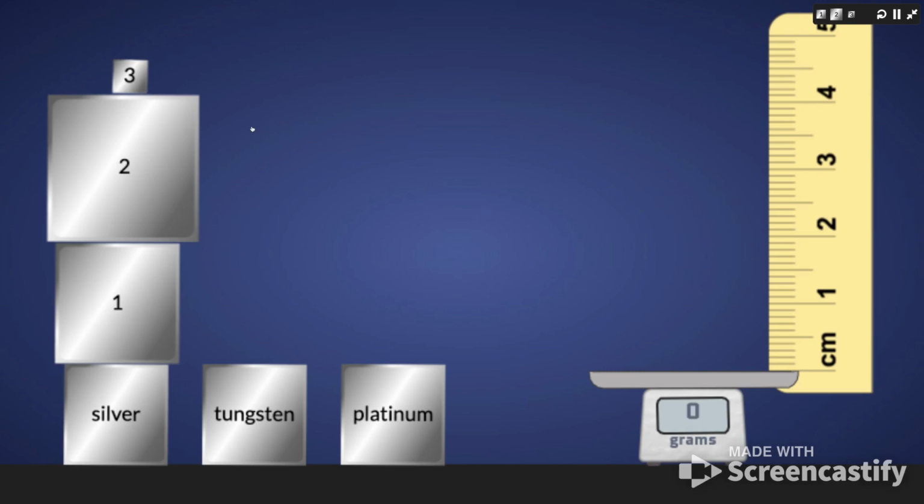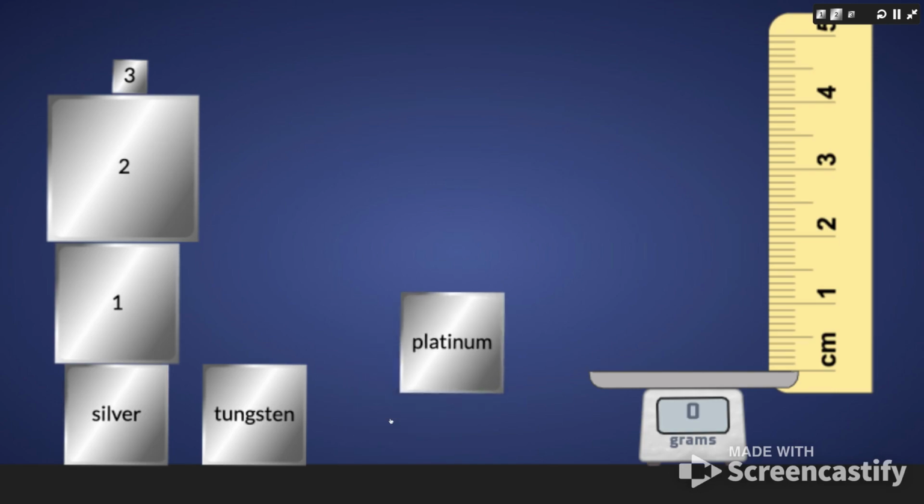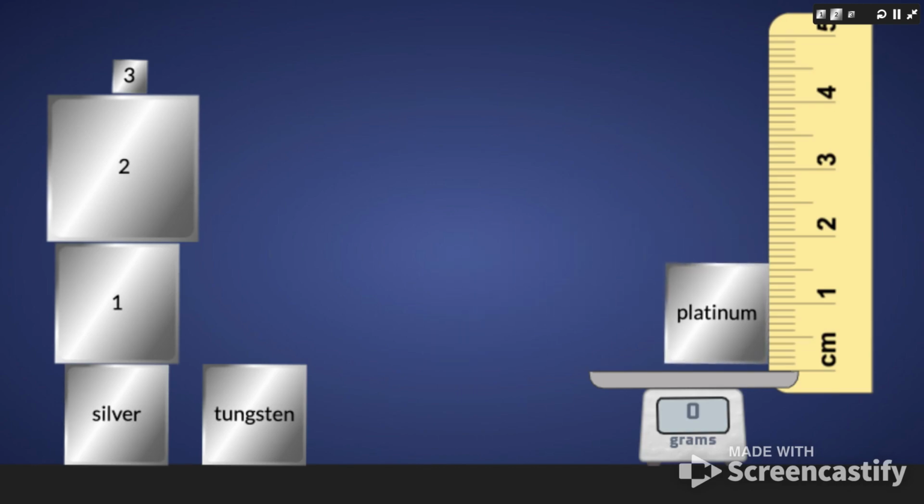All right. You have to perform the same function for all of these and then put this information in your data table. I'm just going to start with platinum, and I'm just going to take it and I'm going to drop it onto the scale right here. Now this gives me 2 pieces of information. Number 1, it gives me the mass in grams, which you would record in your data table. Secondly, it gives me the height of the cube in centimeters.